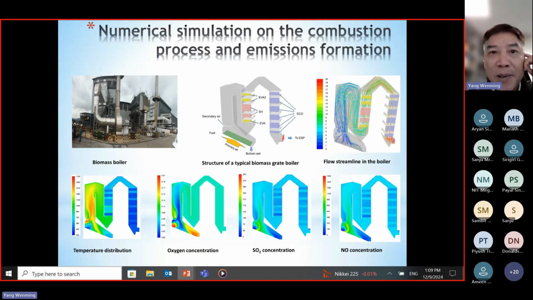Okay, so by using this numeric simulation model, we can basically simulate the flow streamline in the boiler system, and we can simulate the temperature distribution and oxygen concentration distribution, SOx concentrations, NO concentrations, and also CO concentrations. Here we didn't show it, but we can simulate all this kind of emissions.